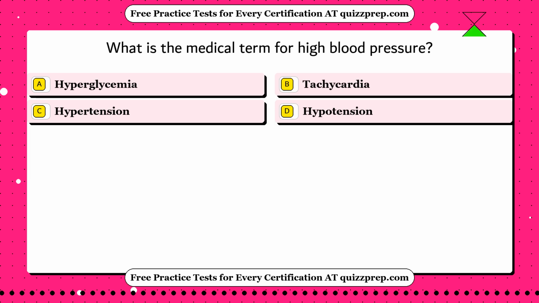Question 14. What is the medical term for high blood pressure? Option A, hyperglycemia. Option B, tachycardia. Option C, hypertension. Option D, hypotension.